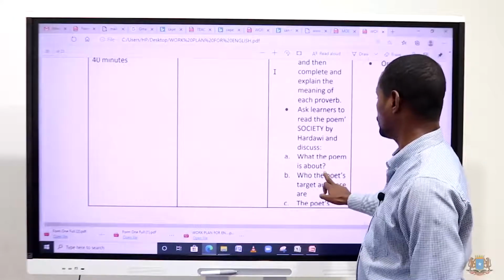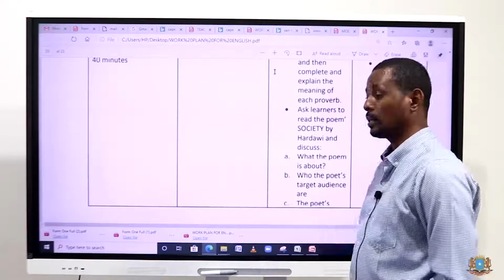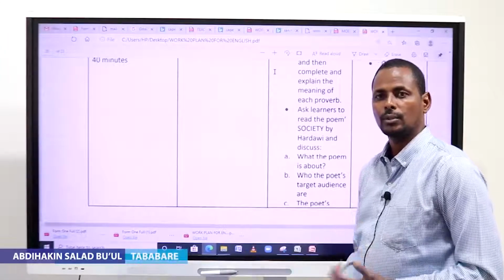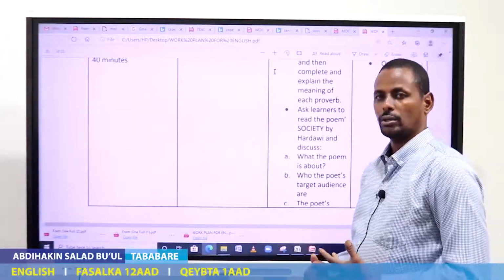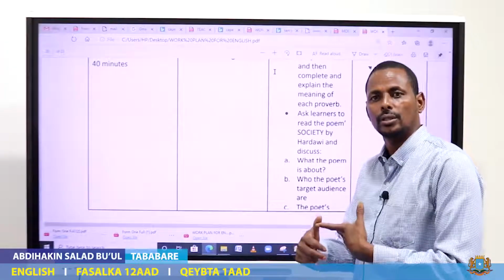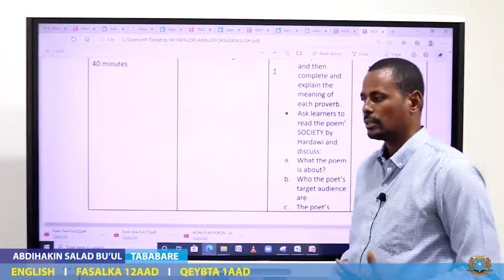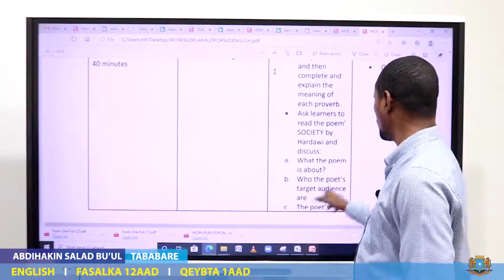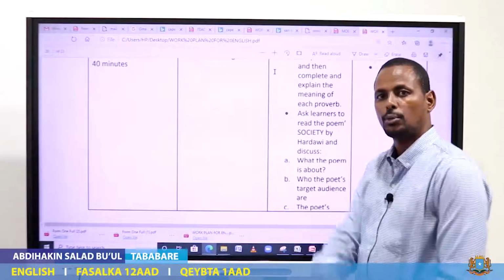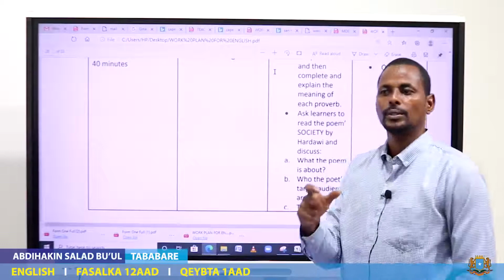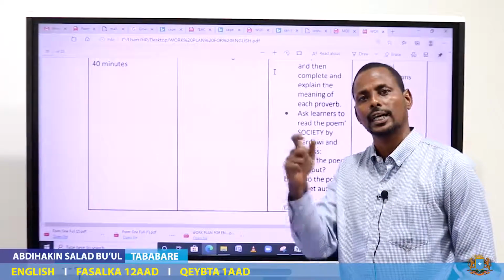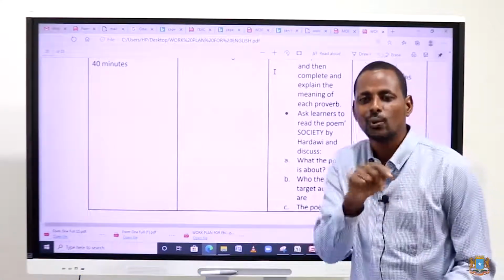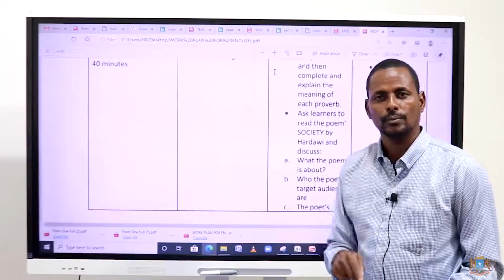What the poem is about. Now, what the poem is about sometimes can be the subject matter. What is it about? What is it addressing? Social responsibility, conflict, education. It's about war. It's about love. And so many things. Who is the poet's target audience? Who is he targeting? Who is this poet talking to? To understand the target audience of the poet, this is what we call the you, the person who is addressed. Look at the way the words are used. You.